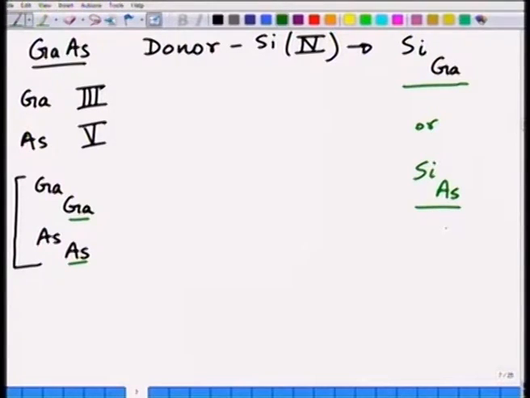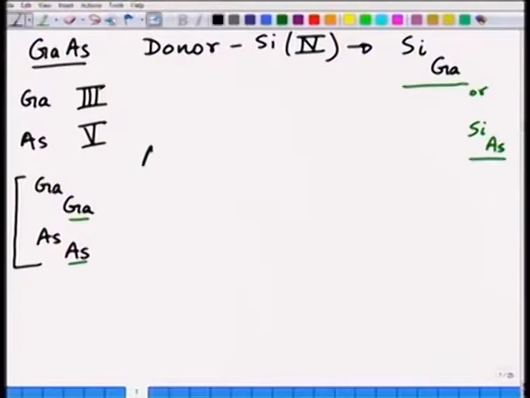Clearly, if silicon goes on the gallium site, since it is a group 4 element, it would have an extra electron, and hence it can be a donor. Whereas, if silicon goes on arsenic, which is a group 5 element, then it could behave as an acceptor. Silicon in gallium arsenide indeed goes on both sites, except it has a preference for the gallium site, and more silicon goes on the gallium site than on the arsenic site. Hence the net result is that silicon behaves as a donor in gallium arsenide and is a pretty common donor.